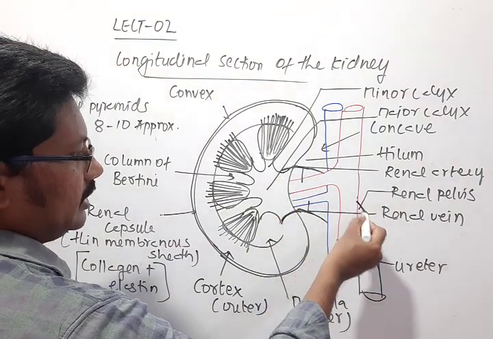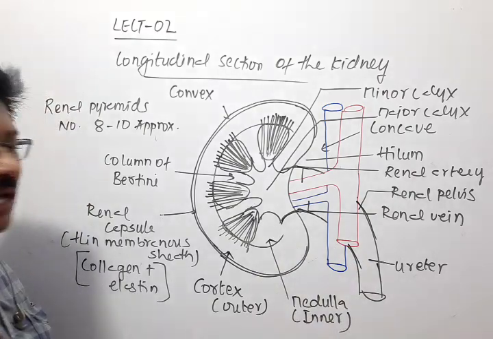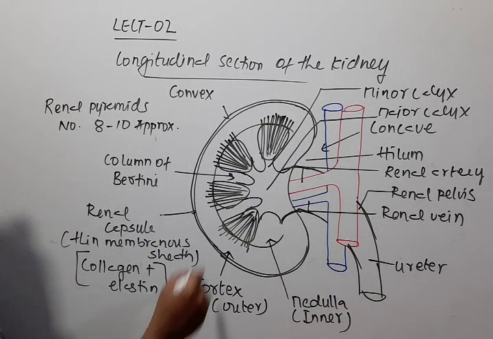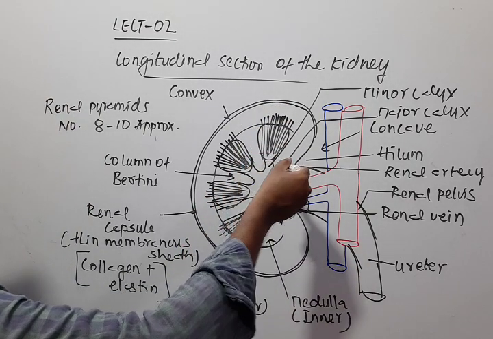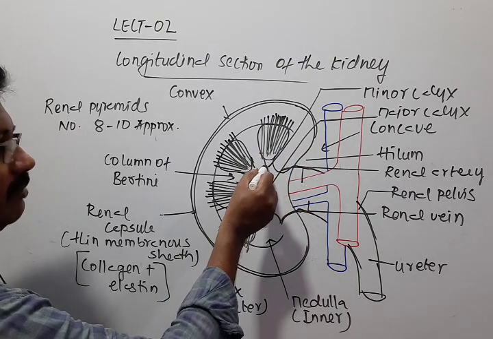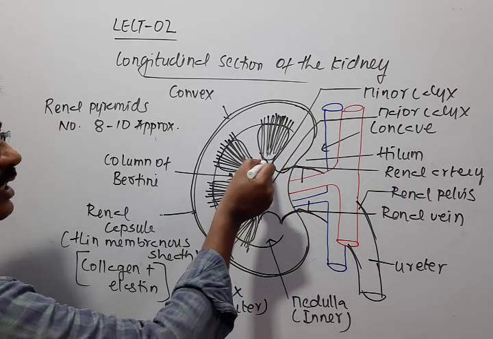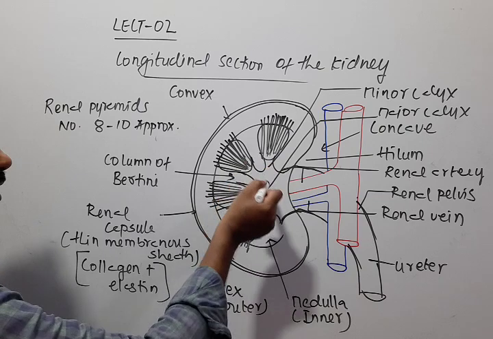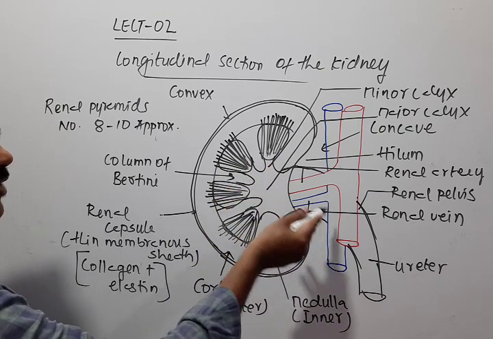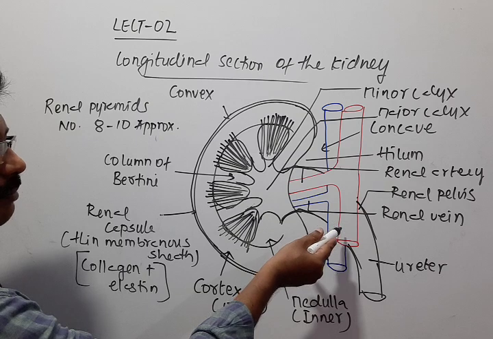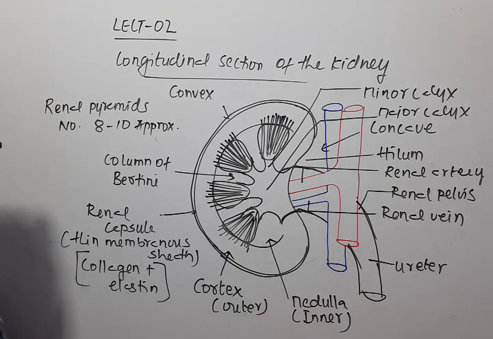So you can see here, this is the renal pelvis. Whatever urine formation takes place will first pass into these minor calyces, from there into the major calyces, and from there into the renal pelvis, and then ureter, and then into the urinary bladder. So that is the direction of flow of urine once the urine is formed.